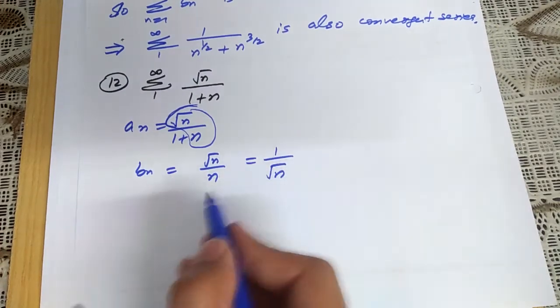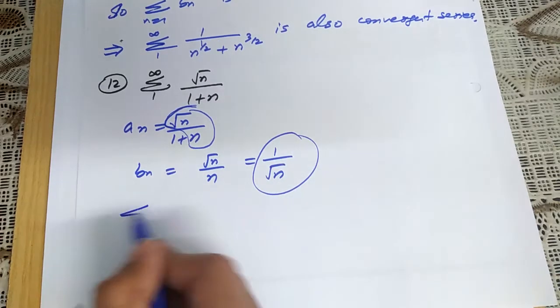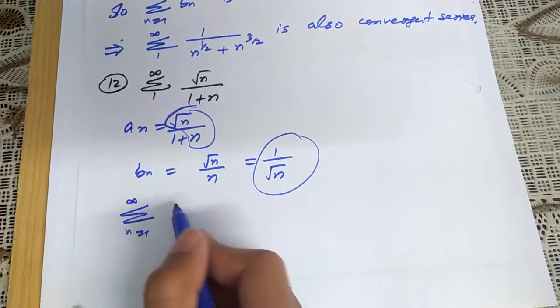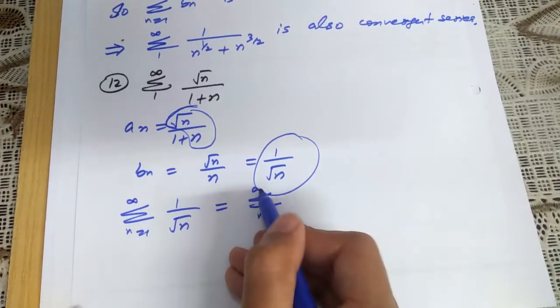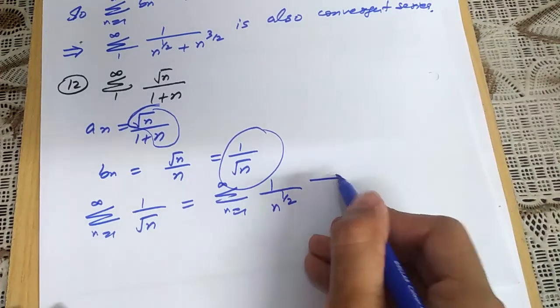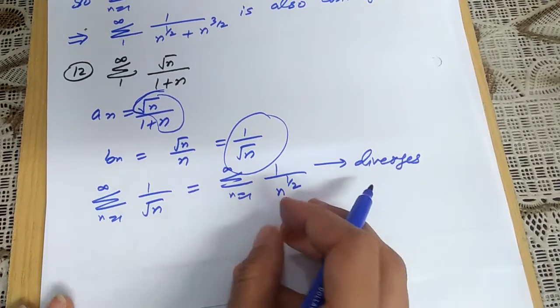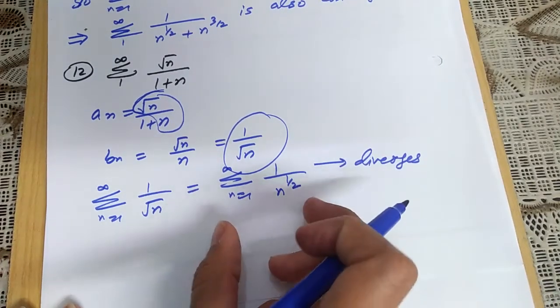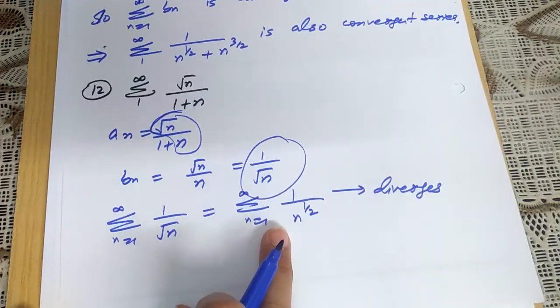So you can observe that this term bn, summation n equals 1 to infinity 1 over under root n, is equal to summation n equals 1 to infinity 1 over n raised to power 1 by 2. This one diverges. Since it diverges, this implies that your given series an is also divergent.